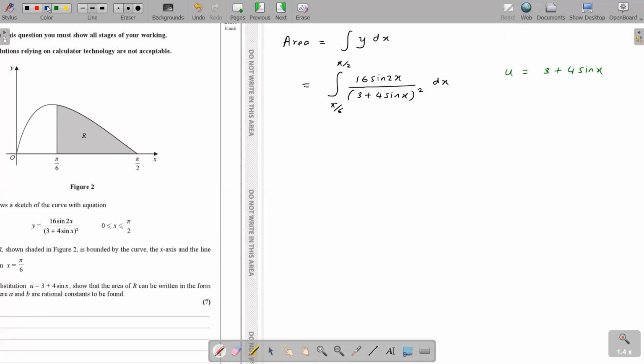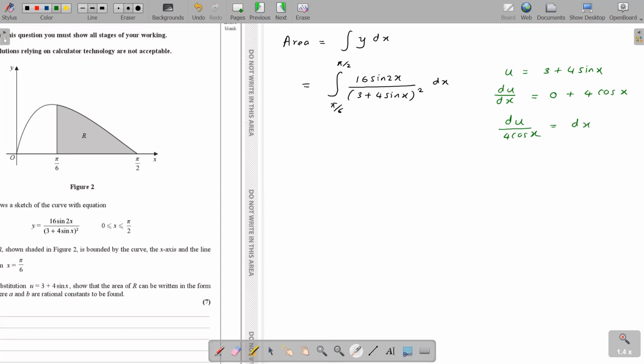Let's differentiate. What do we get here? du by dx equals the differentiation of 3, which is 0, plus 4 sine x, differentiation is 4 times sine differentiation, which is cos x. Are you with me? Shall we make the subject dx equals du over 4 cos x? Do you agree?